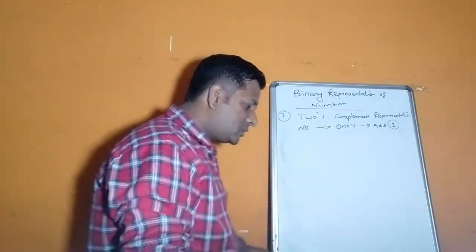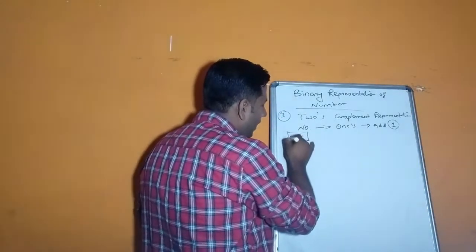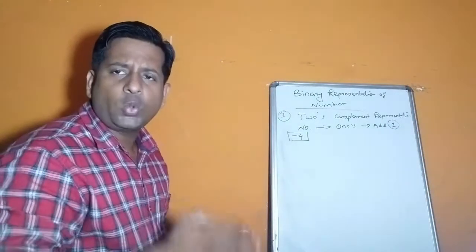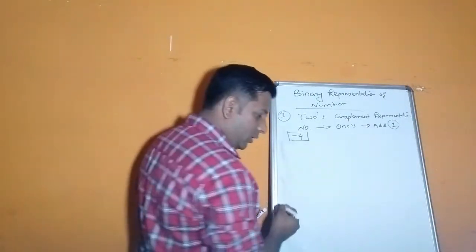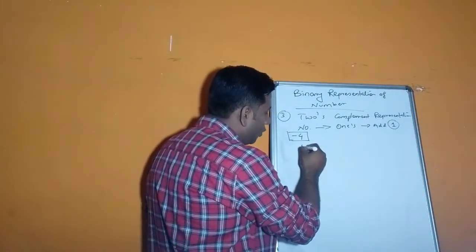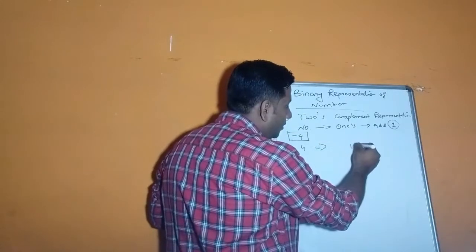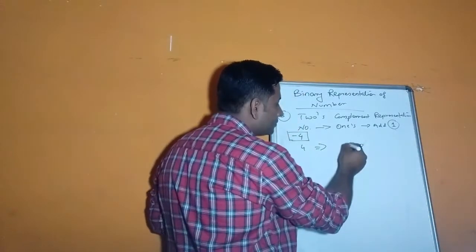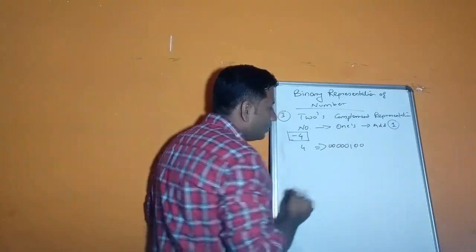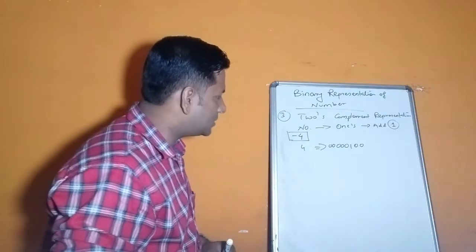Say for example, express minus 4 as 2s complement. Express minus 4 as 2s complement. So first of all, the binary form will be 1 0 0, so we'll add all zeros here, okay, and we'll make it 8 bits.